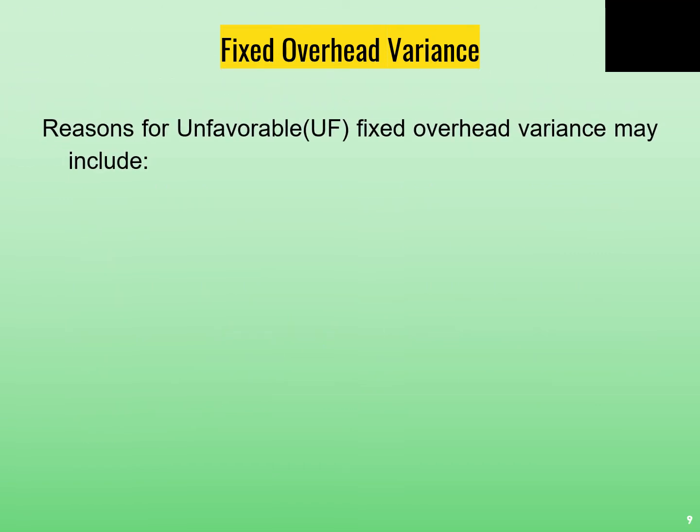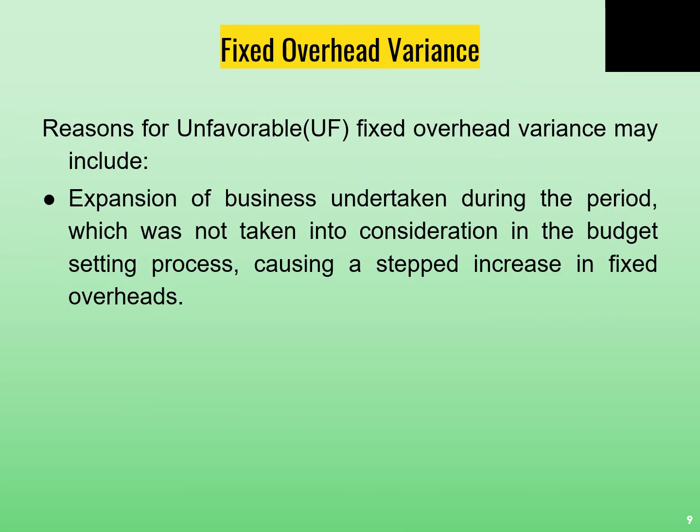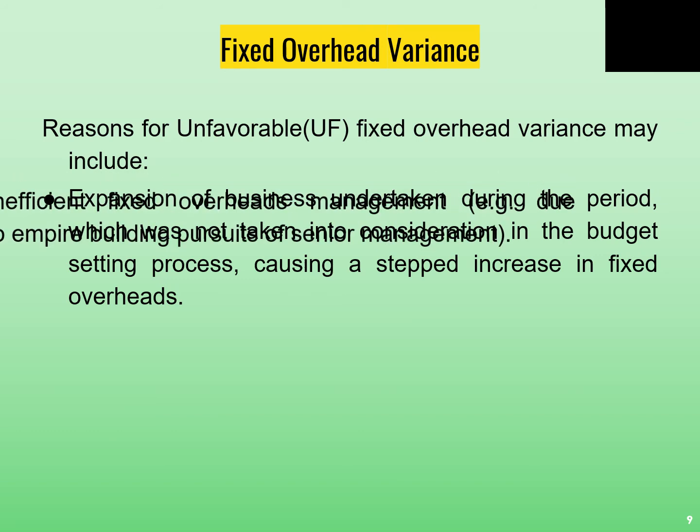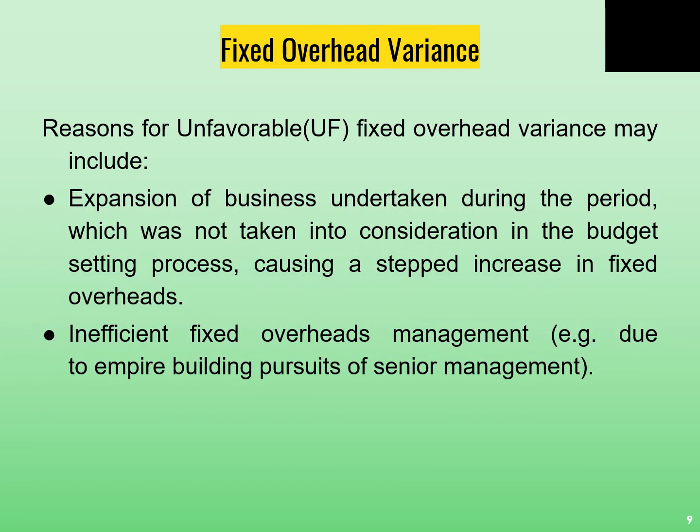Next, reason for unfavorable fixed overhead variance may include expansion of business undertaken during the period, which was not taken into consideration in the budget setting process, causing a step increase in the fixed overhead. Inefficient fixed overhead management, example, due to empire building pursuit of senior management.